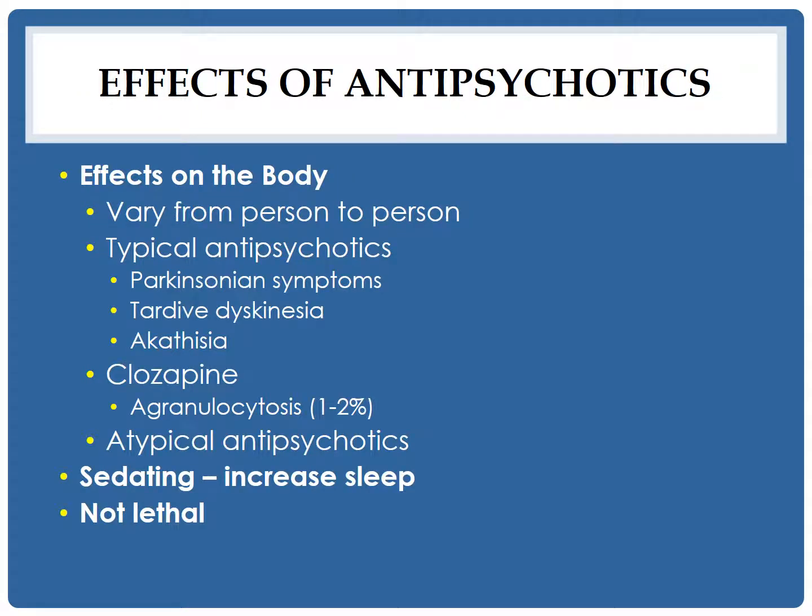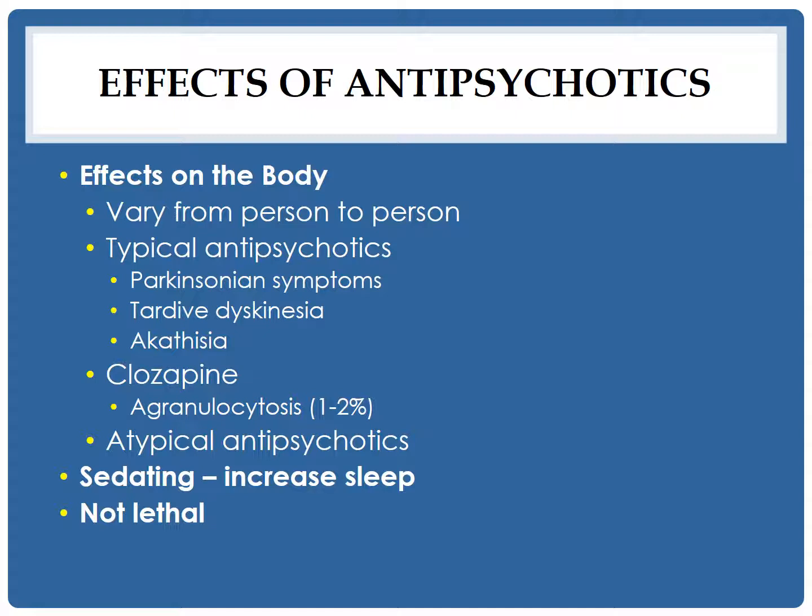The effects of antipsychotics on the body vary from person to person and from drug to drug. So with typical antipsychotics, and again, these are not used as much anymore with the atypicals, the second generations that have been developed, we've already talked about the Parkinsonian symptoms. Another thing we've already talked about is tardive dyskinesia, where people have these involuntary facial movements, tics or grimacing, some kind of unpleasant facial movement like that, that are generally irreversible.